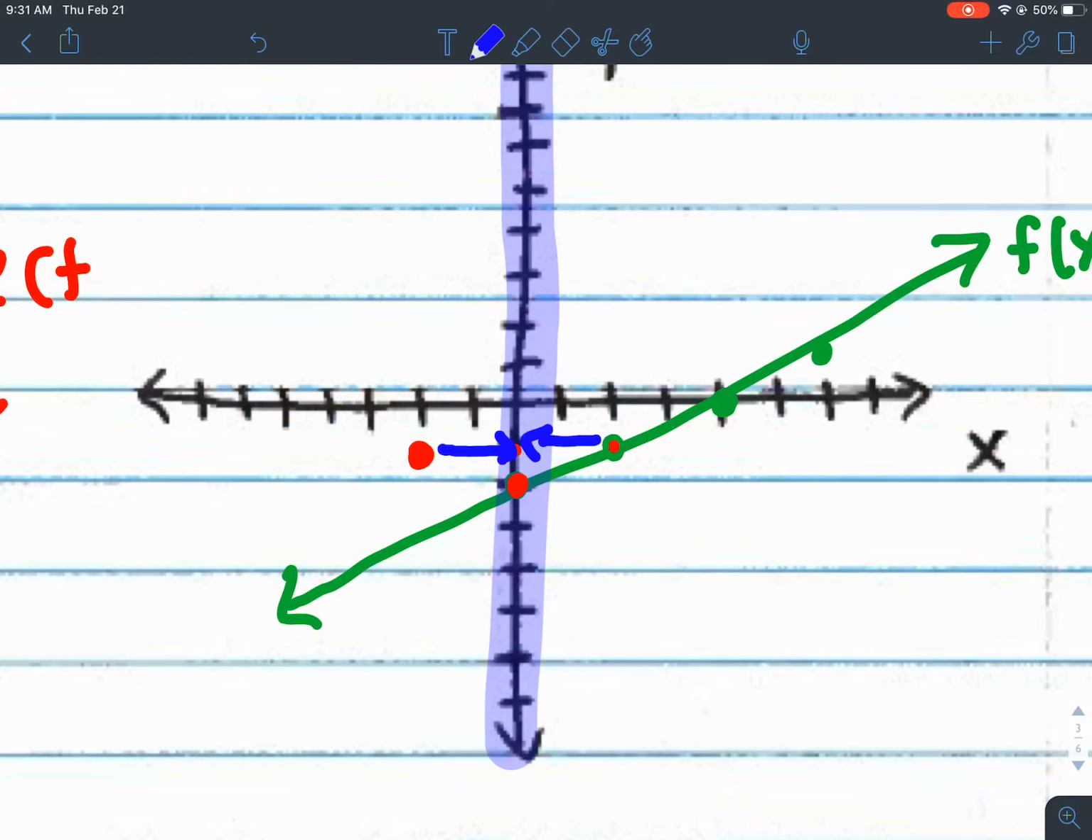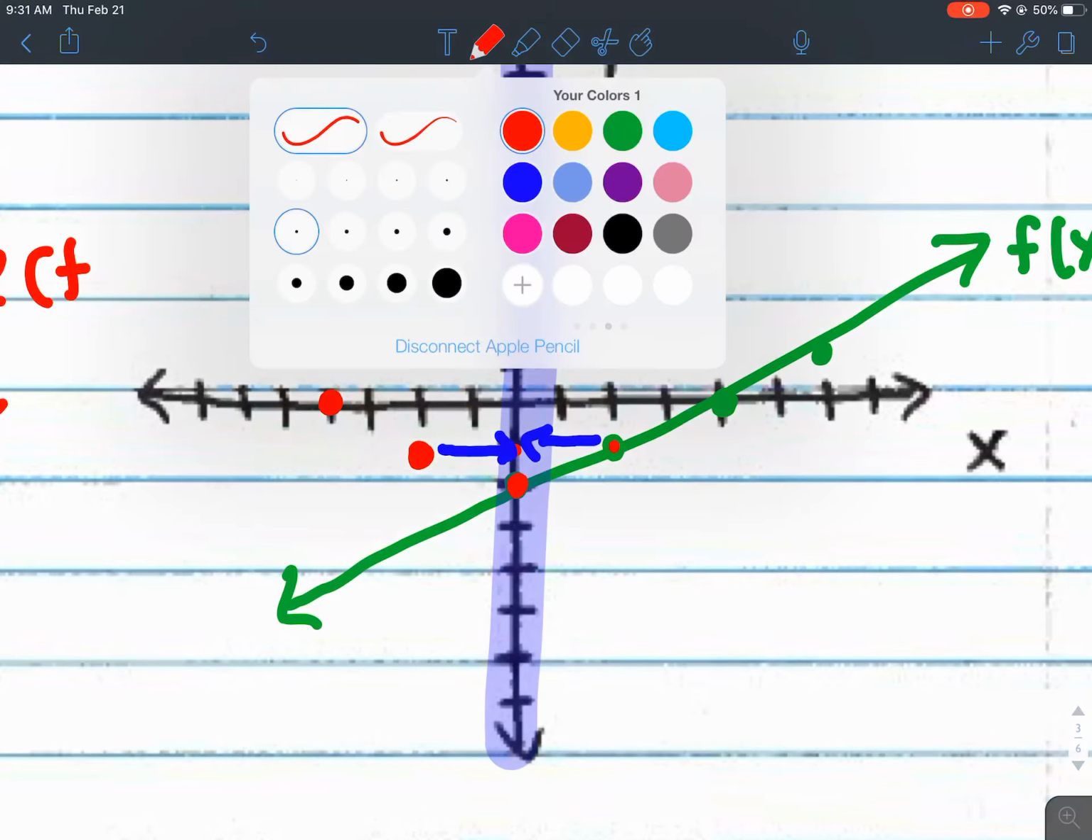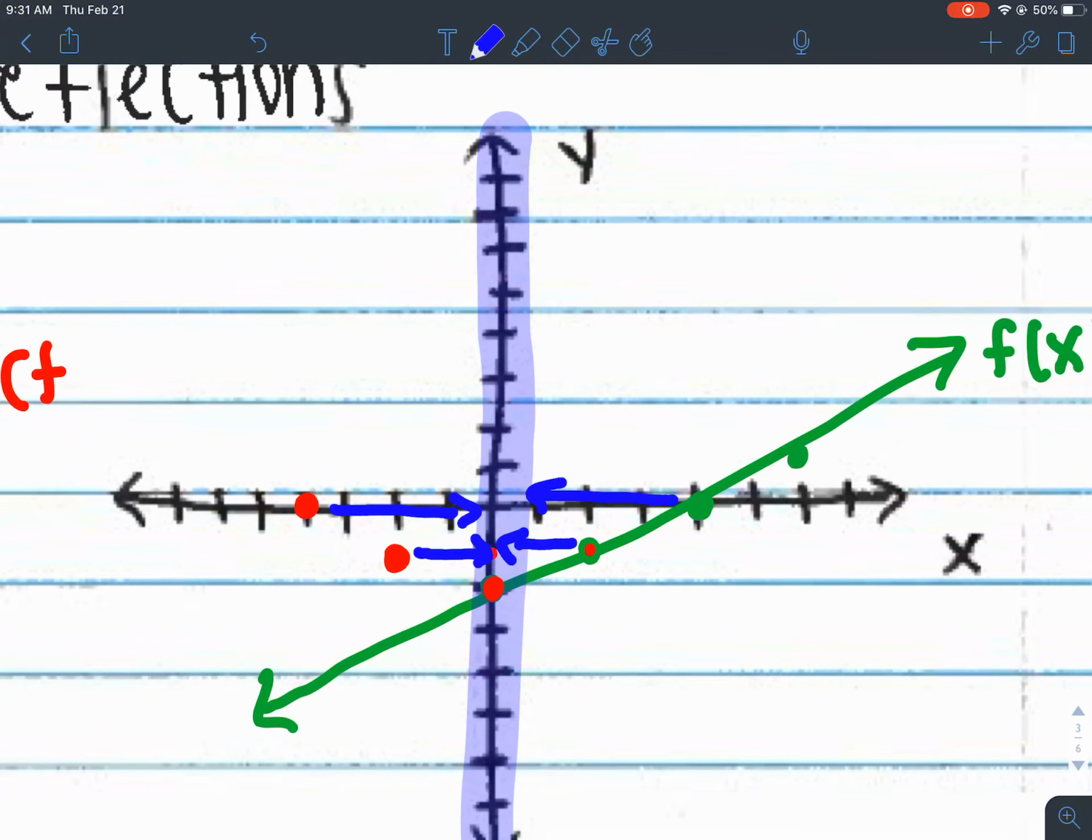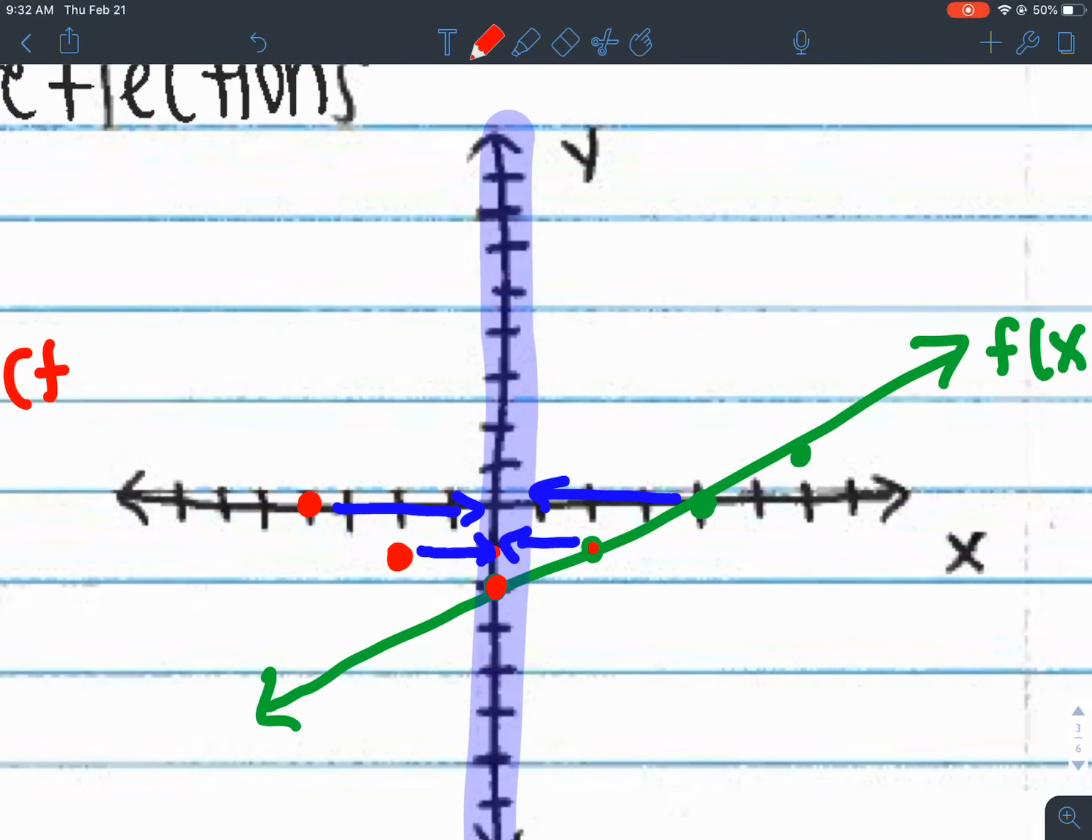And then your next point here, this one's 4 away from the y-axis. So I need to make sure that it's 4 away on the other side too. 1, 2, 3, 4, right? You want to make sure that your length is the same amount on both sides. You do not have to draw those blue arrows if you do not want to. That is clearly up to you. And then the last one we're going to do, this one's 1, 2, 3, 4, 5, 6 away. So let's see, 1, 2, 3, 4, 5, 6. So it's going to be a point right there.